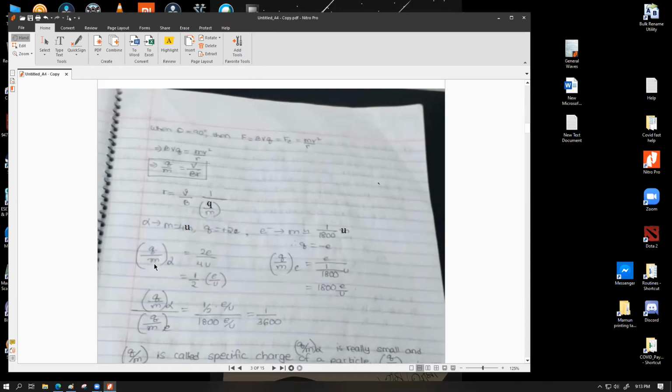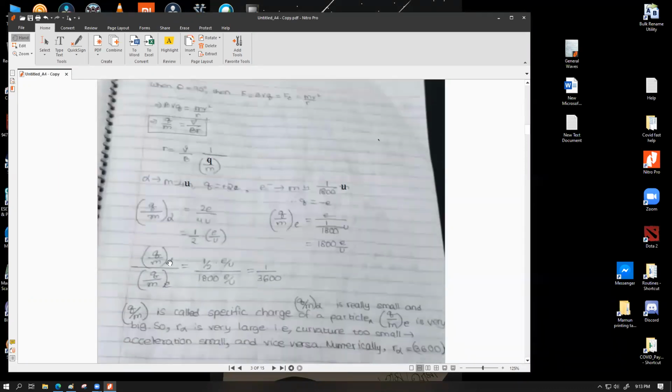Anyway, now if we calculate the ratio of q by m for alpha, we're getting 2e by 4u. So that is half, 1 by 2 e by u. And for the electron, q by m would be e divided by 1 by 1800 u, that is 1800 e by u. So if we get a ratio of these two quantities, q by m of alpha divided by q by m of electron, gives a ratio of 1 by 3600. Q by m is a specific quantity, called the specific charge of a particle.